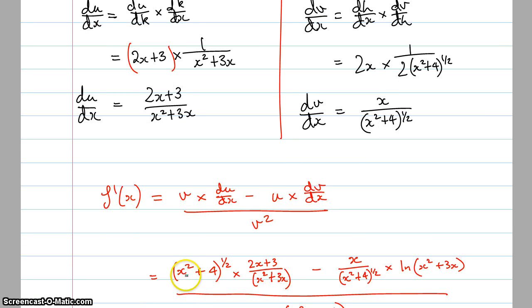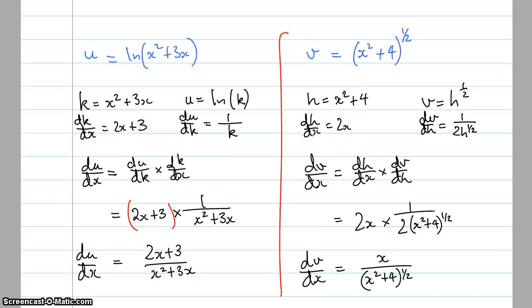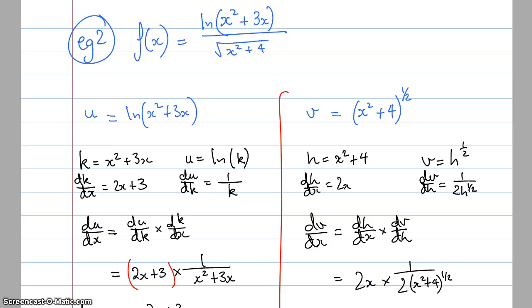V, which was x squared plus 4 all to the power of a half. You have to believe me because you can't quite see it on the screen, but it is true. You can have a look at the notes that are on Schoolbox anyway. Multiplied by du dx, which is 2x plus 3 all over x squared plus 3x. That's why it's really helpful to write all this stuff down, because there's no way I'd be able to do this in my head. Minus u, which I wrote up before, which is x over x squared plus 4 all to the power of a half. I will just check that to make sure that that's true.